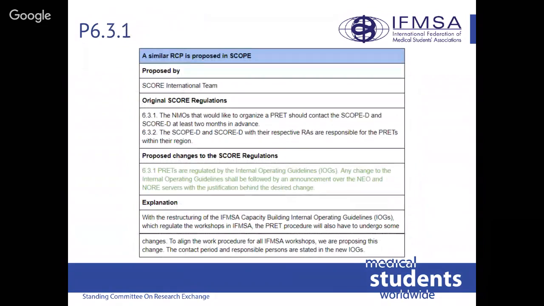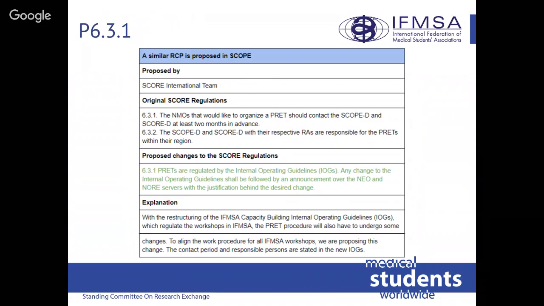Now, going on to 6.3.1, it's a change about the PRET regulations. As you can see, the current regulations are 2 articles that talk about how NMOs should contact the SCOPI and SCORI directors at least 2 months before the PRET, and also that they should contact their respective RAs to be responsible for the PRET within that region. The change made is that now PRETs are going to be regulated by the capacity building internal operating guidelines. Any change to the internal operating guidelines shall be followed by an announcement over the NEO and NORI servers with a justification behind the desired change.